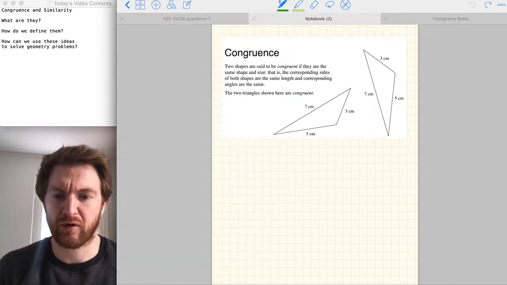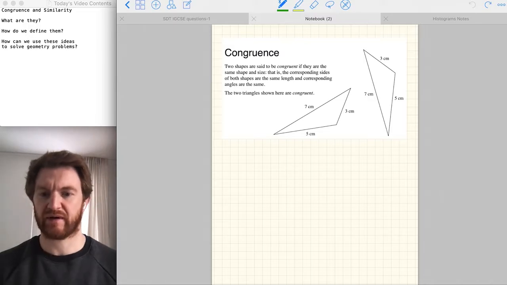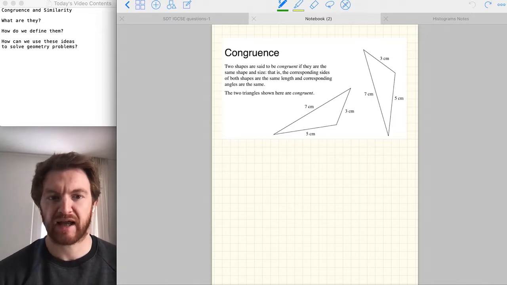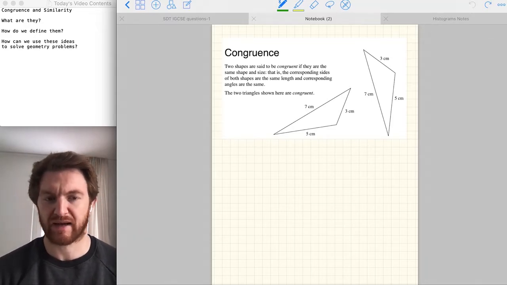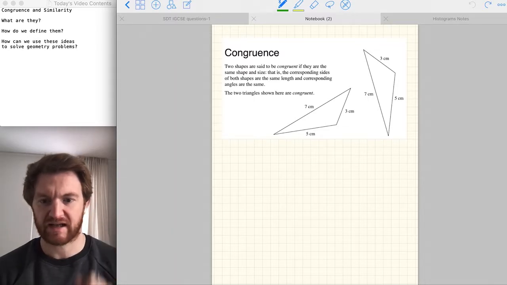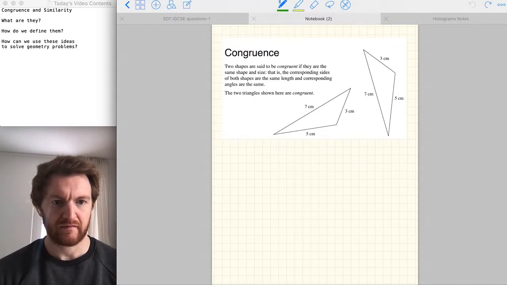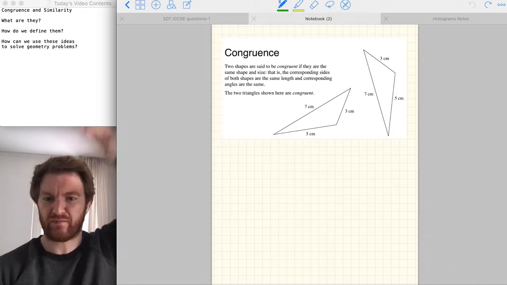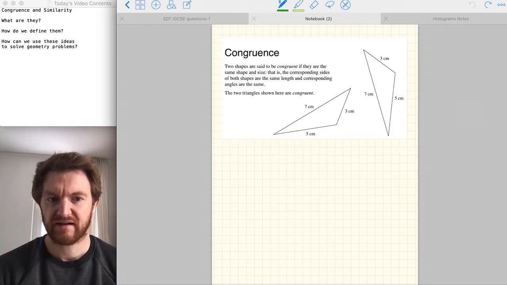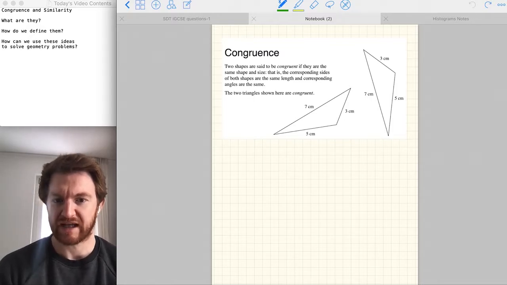I'll start off with congruence because it's a bit more straightforward. Similarity can sometimes involve some slightly more complex ideas. So congruence is just the mathematical name for two things that are absolutely the same shape, the same size, same angles. Here we can see an example of two triangles. Even though they look different, one pointing upwards, one pointing sideways, we can see they both have the same sides.